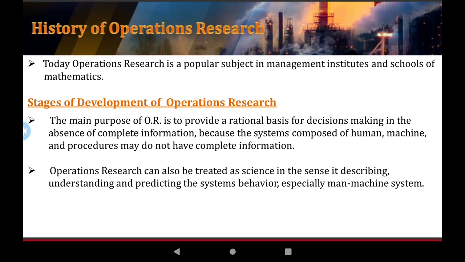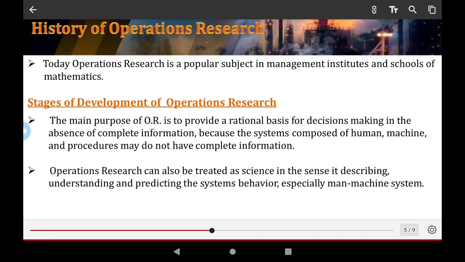in the absence of complete information. Okay, Operation Research is applied to large societies and other projects, which are provided with large amounts of information. Okay, and it becomes a system based on humans and machines and procedures that do not have complete information.